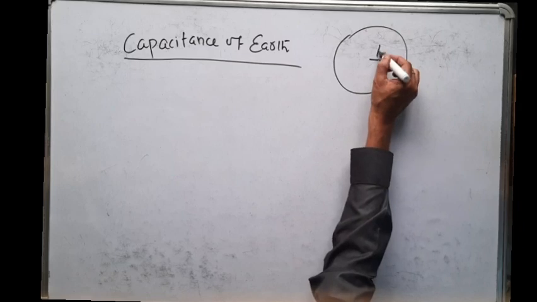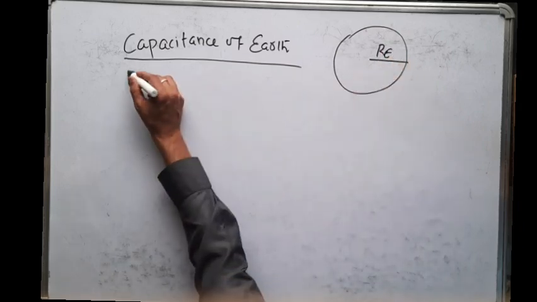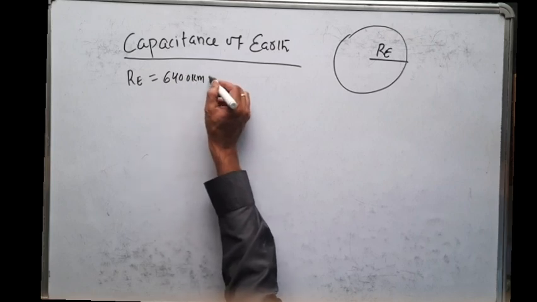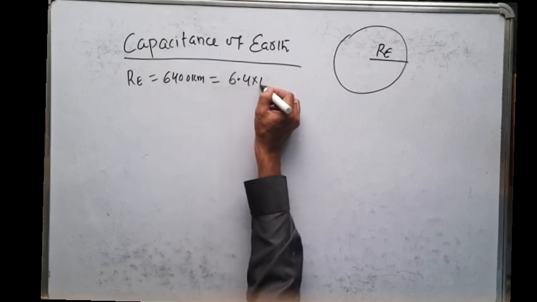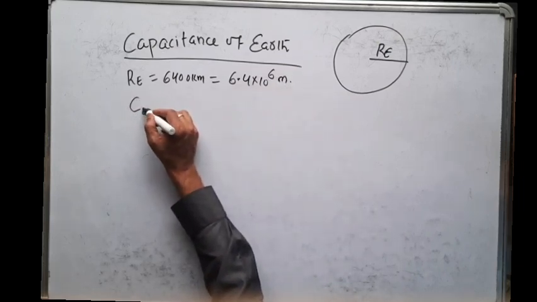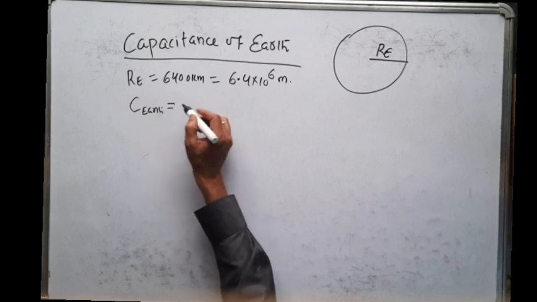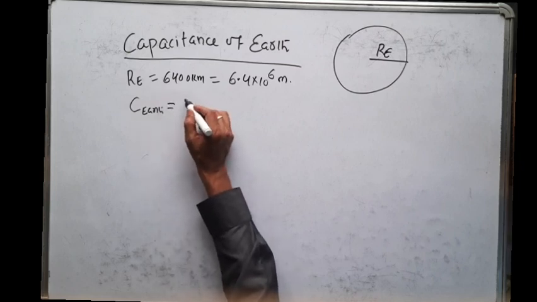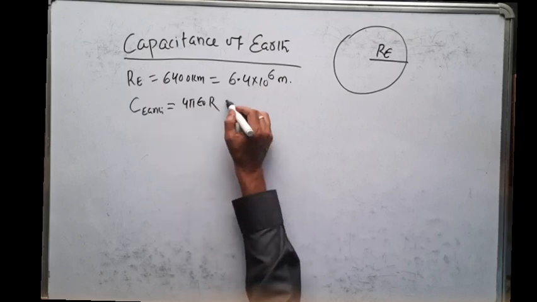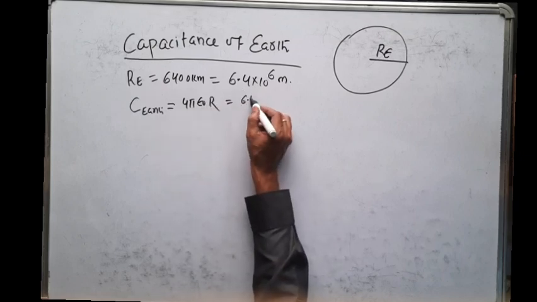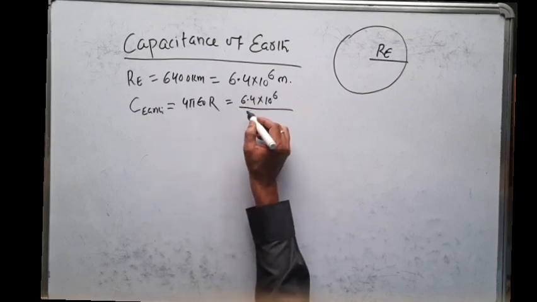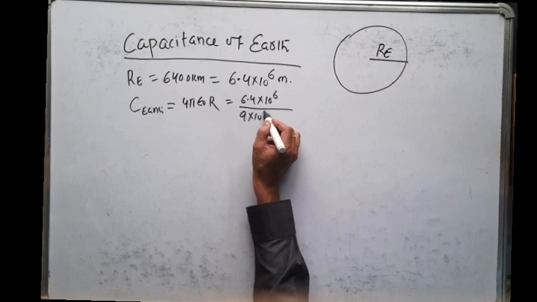And what is the radius of earth? We know the radius of earth is 6400 kilometer. In terms of meter, it is 6.4 into 10 to the power 6 meter. Then what is the capacity of earth, or capacitance of earth? It is equal to 4 pi epsilon naught into r. That is equal to r, which is 6.4 into 10 to the power 6, divided by 9 into 10 to the power 9, since 4 pi epsilon naught is nothing but 1 by 9 into 10 to the power 9.